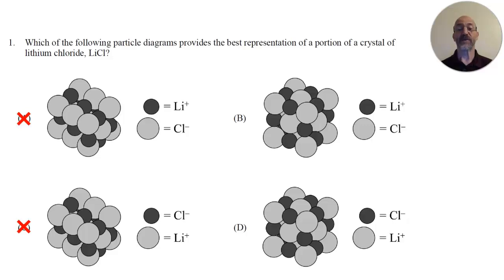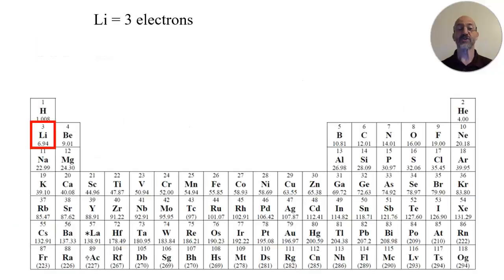Now, to distinguish between choice B and D, which have the correct arrangement of the ions, let's consider the relative size of the lithium ion and the chloride ion. Let's take a look at the electron configuration for each ion. Now, lithium, the atom, has 3 electrons with an electron configuration of 1s2, 2s1. But since the lithium plus ion has lost an electron, the electron configuration would be for 2 electrons, 1s2.